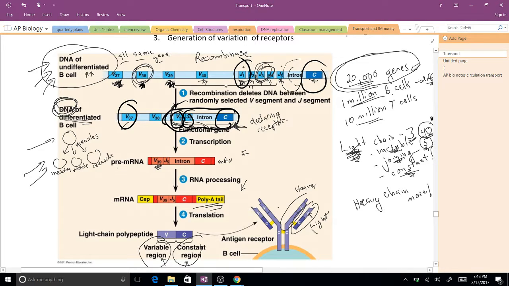And so this is the RNA, and just as we've learned before, the immature mRNA then needs to be processed. So we've got our 5' cap, the variable region, the joining region, and the constant region, that poly A tail that then goes out to our cytoplasm, and then we can get our variable region polypeptide, our constant region, and then lo and behold, we're going to get our receptor. And so every B cell that is developing will go through this process.